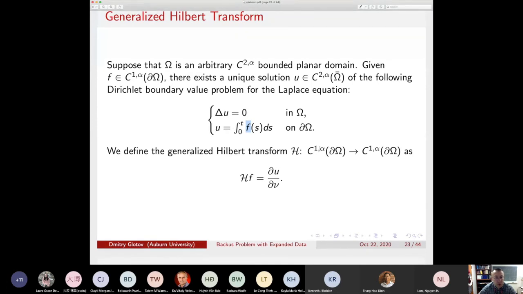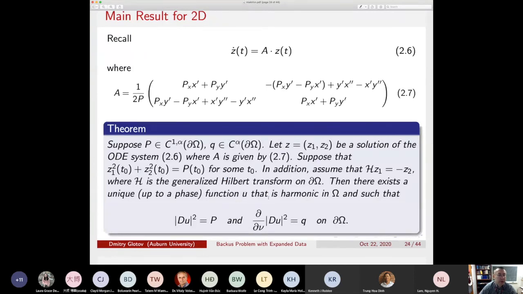Now, once we solve the problem u, we take the normal derivative, and this is what we call the generalized Hilbert transform. With this notion introduced, I can now state the theorem. Let me recall the system of ODEs that we derived. Assuming some regularity condition on the data, P and Q, we know how to solve the ODE system, and we'll denote by Z the solution of the ODE system.